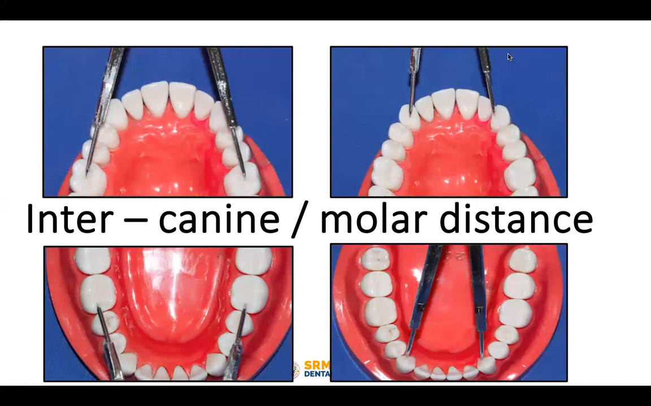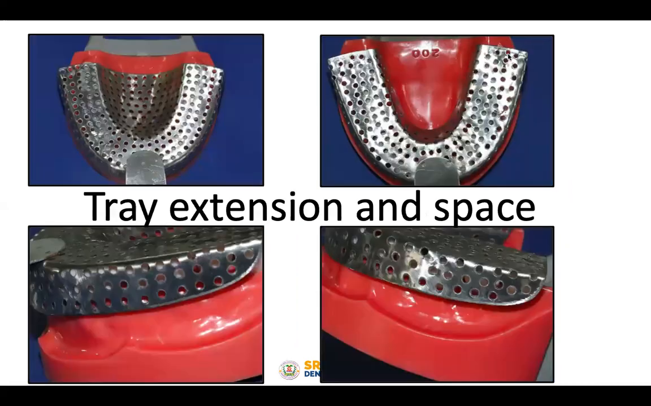Ideally, there is a scientific way of selecting the tray. Use a divider, measure the intercanine distance and intermolar distance, and see that the same space is available in the stock trays. Accordingly, the tray is selected. The tray extension should be adequately checked. It should cover all the areas of the teeth, and there should be adequate space between the inner border of your impression tray and the outer surface of the teeth.